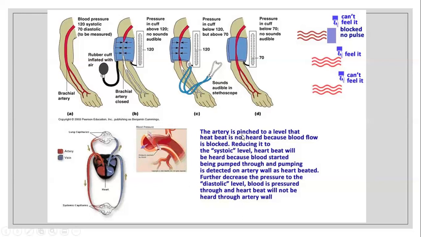The artery is pinched to a level that heartbeat is not heard because blood flow is blocked, and then reducing it to the systolic level, heartbeat will be heard because blood starts being pumped through, and pumping is detected on the arterial wall as a heartbeat. Further decrease the pressure to the diastolic level and blood flows freely, and heartbeat will not be heard through the arterial wall.